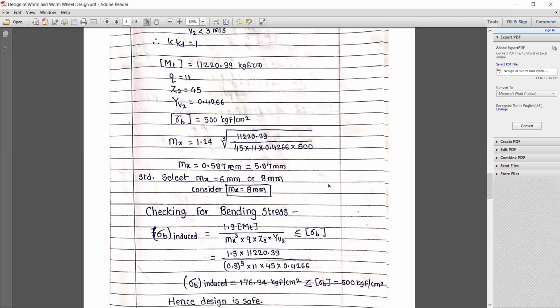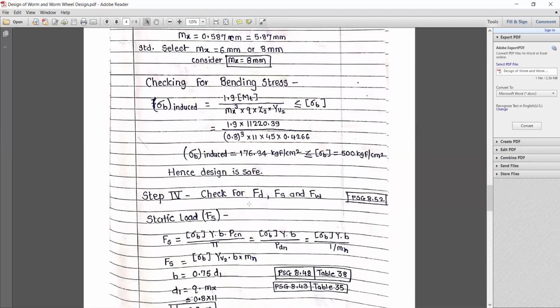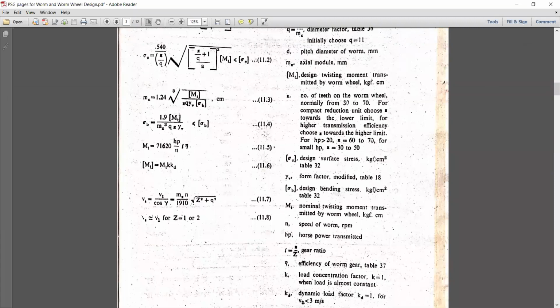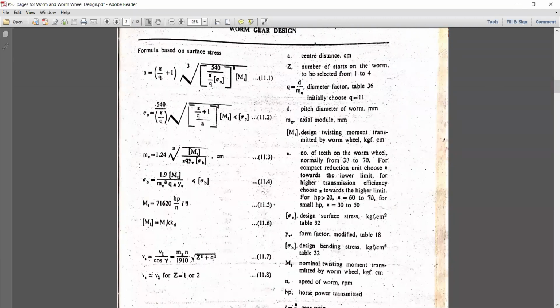We can choose 6 also, but for getting more strength in the design, or you can say to increase the strength, I have selected mx is equal to 8. Now we need to check this for bending stress. So you can refer to PSG page number 8.44. Here the equation is given. You can use this 11.4 equation.